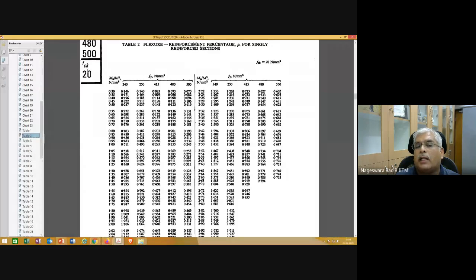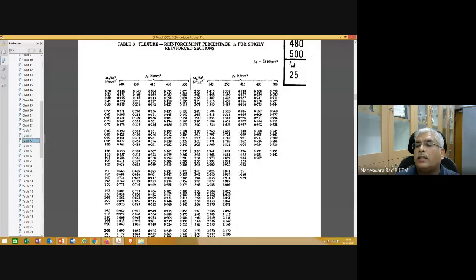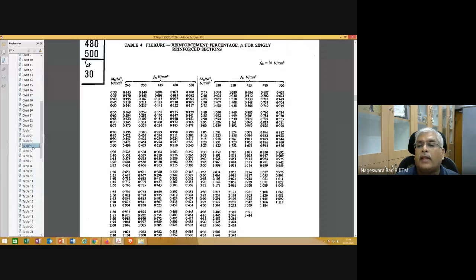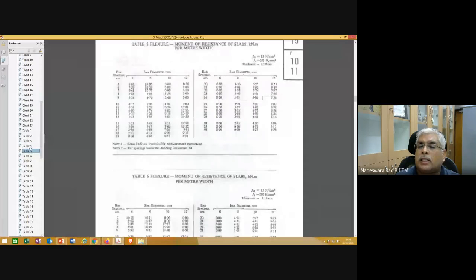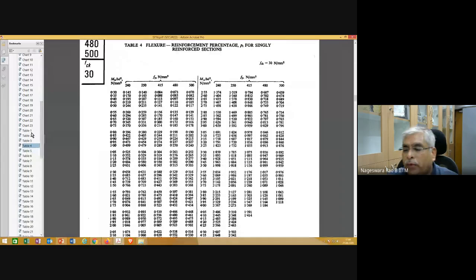Here it is again, that printing mistake is corrected. This is the correct one, FCK is equal to 20. And Table 3 is giving M25. Table 4 is giving M30. Okay. So M15 to M30 are given in Tables 1 to 4 for different types of steel and different types of concrete.